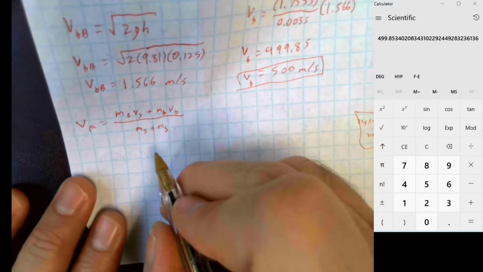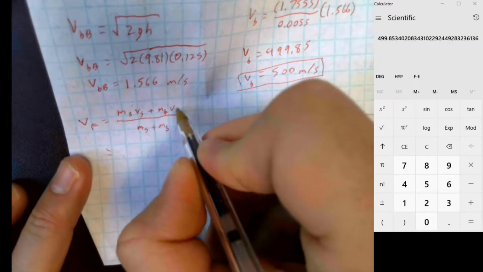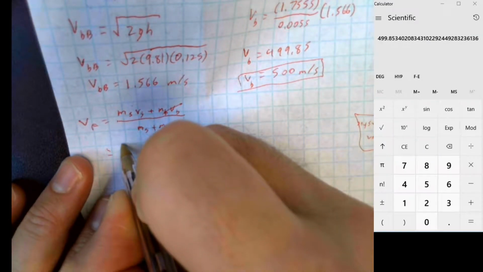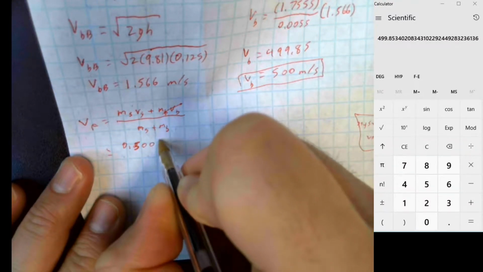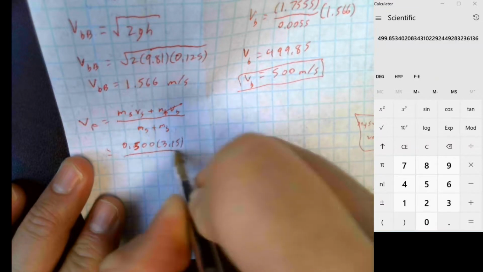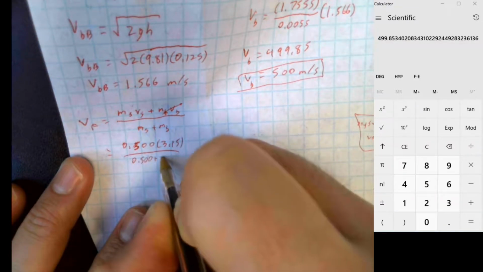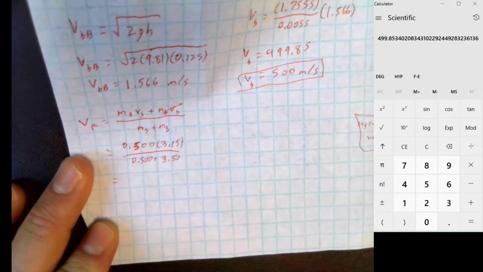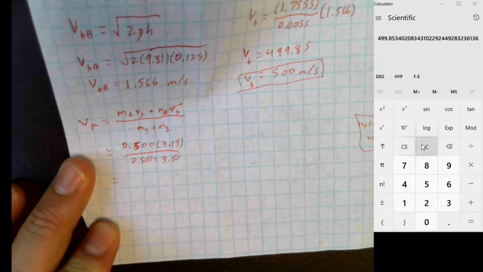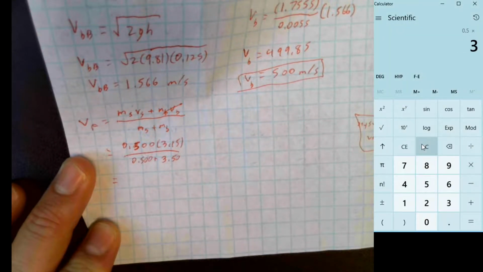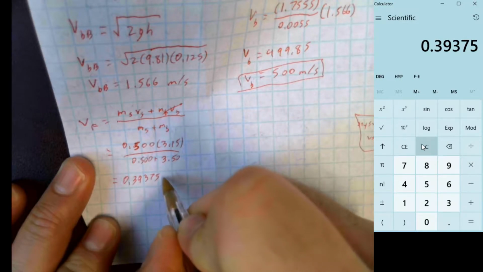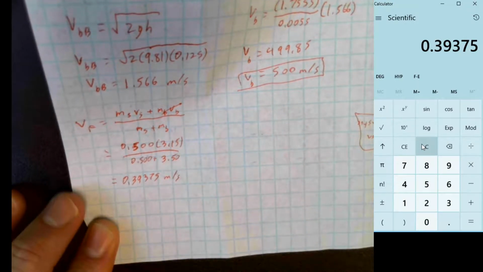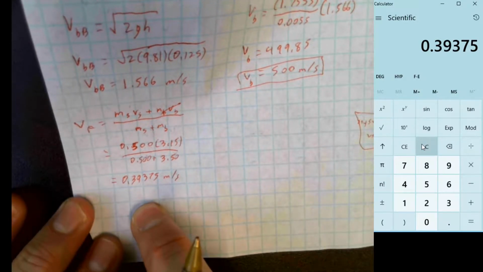But in this case, our VB is 0, so this becomes the mass of the small block, 0.500, times the velocity, which is 3.15, over 0.500 plus 3.50. This becomes 0.5 times 3.15 divided by 4. I'm just going to write down all these values since it's a terminating decimal. That's my velocity after. My momentum was conserved, so I've used conservation of momentum to solve that.